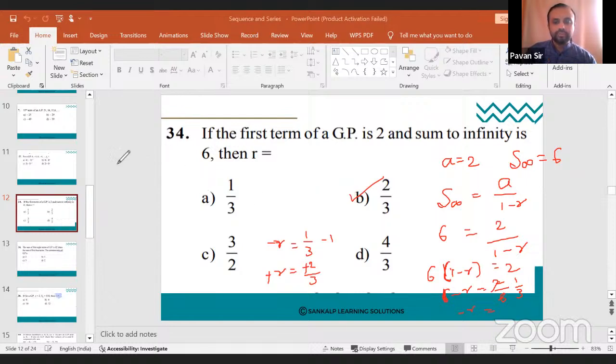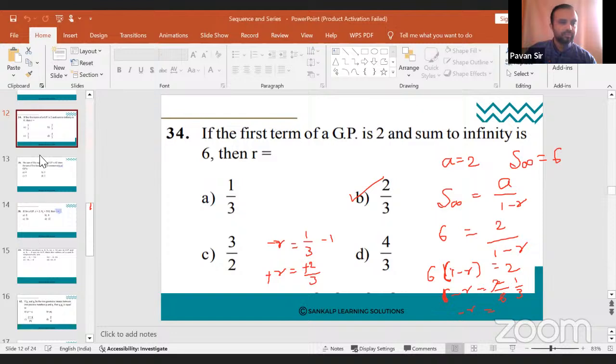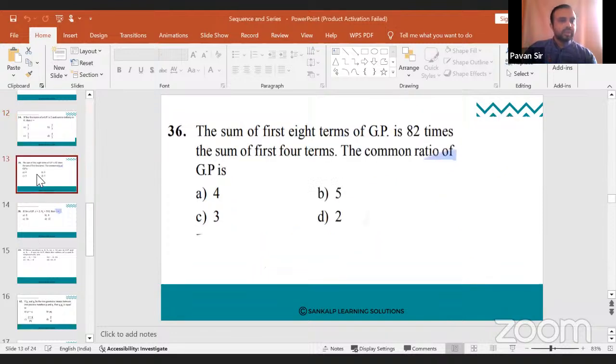Next question. Yes, next question is here. The sum of first 8 terms of a GP is 82 times the sum of the first 4 terms. The common ratio of the GP is what? 4, 5, 3 and 2 are the options here. Please try to solve it and get the answer quick.